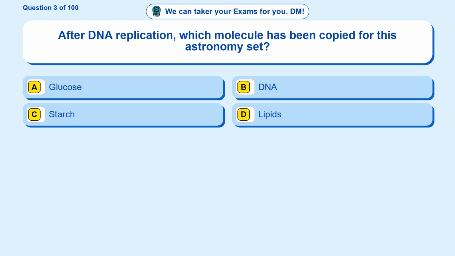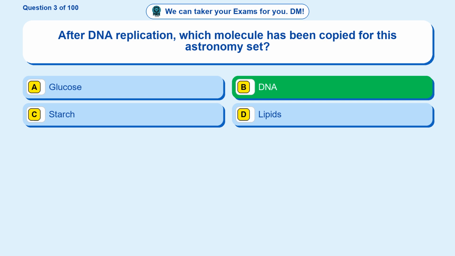Question 3. After DNA replication, which molecule has been copied for this astronomy set? Option A, glucose. Option B, DNA. Option C, starch. Option D, lipids. The correct answer is option B.